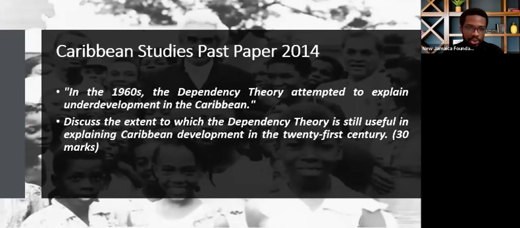Just a note that I would share with everyone, when you're doing your essay or your questions, you can underline the key terms. So for instance, you're looking at dependency theory, underdevelopment. Then you see the operation, discuss the extent to which dependency theory is still useful in explaining Caribbean development in the 21st century, 30 marks. So automatically you see this is one of those questions that are asking you to make an argument, to make a case.